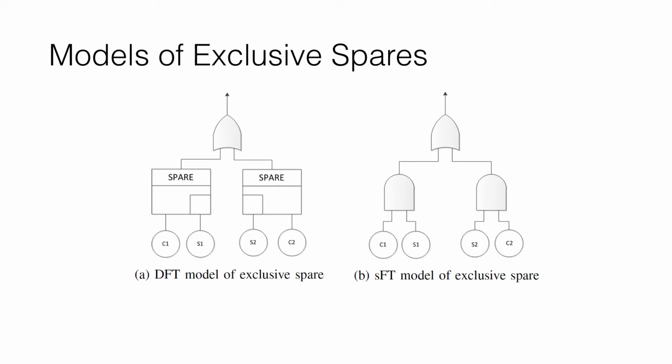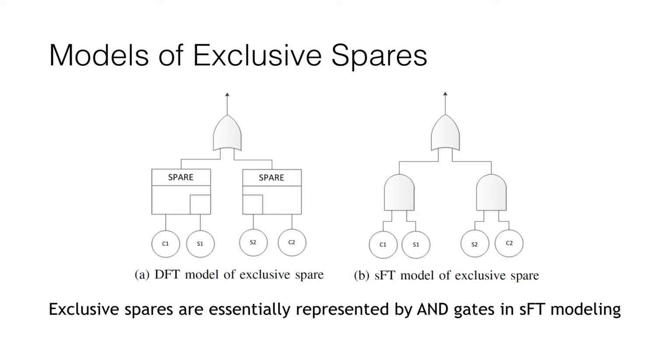And this will apply to our test model as well, that we'll discuss in a little bit. And you can see on the right, in the standard fault tree model, you can't really infer unless they're labeled explicitly which component is the spare and which one is the permanent installation. The redundancy can be inferred, but not much more than that. So this is why we use the dynamic fault tree model, because exclusive spares are essentially represented by AND gates in the standard methodology, and that can be extremely limiting.